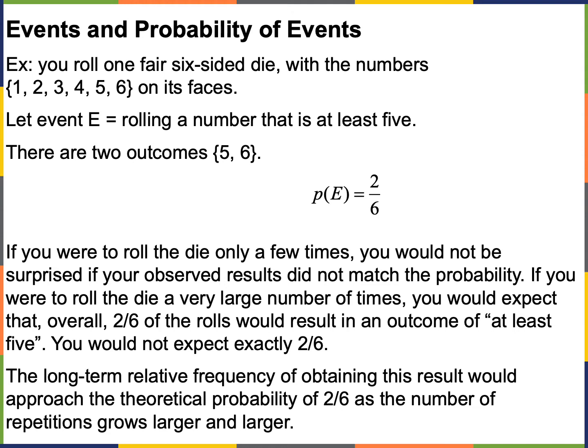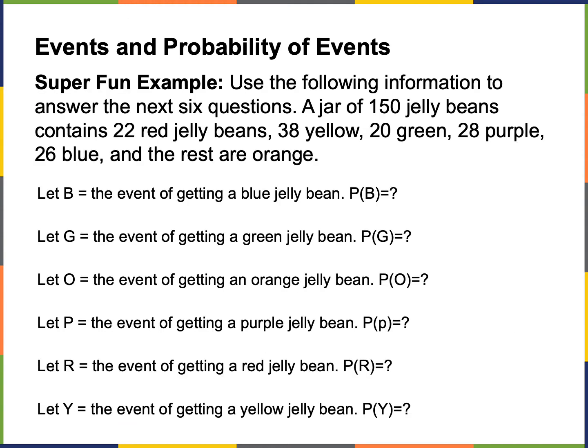All right, let's see if we can do some of these. Let's do a super fun example. Let's suppose a jar of 150 jelly beans contains 22 red, 38 yellow, 20 green, 28 purple, 26 blue, and then the rest are orange.